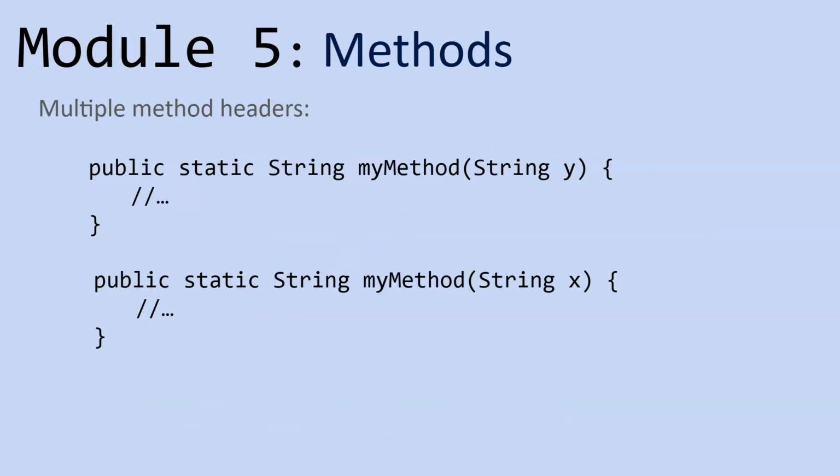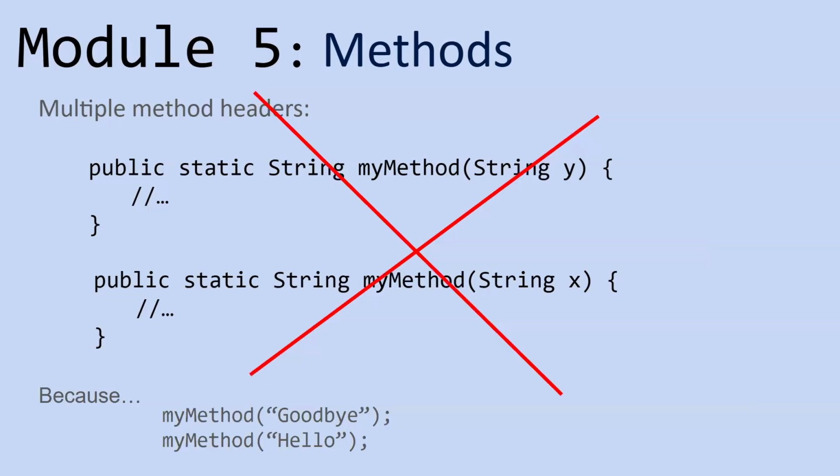Pause. Three, two, one. All right, here's the answer. You can't have both of these method headers because the name of the parameter is just temporary. It's really just a placeholder. Whenever you call the method, that parameter is only going to exist inside of that method, and so it doesn't really matter what the parameter's name is.